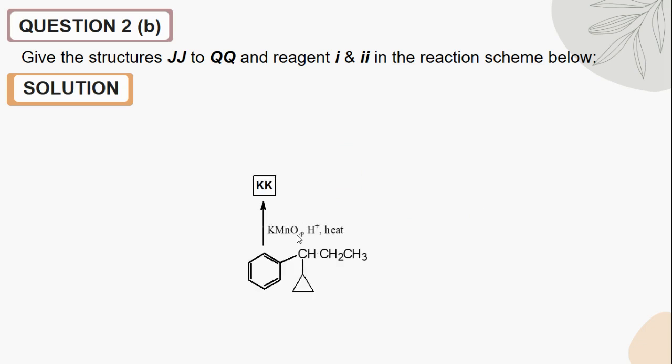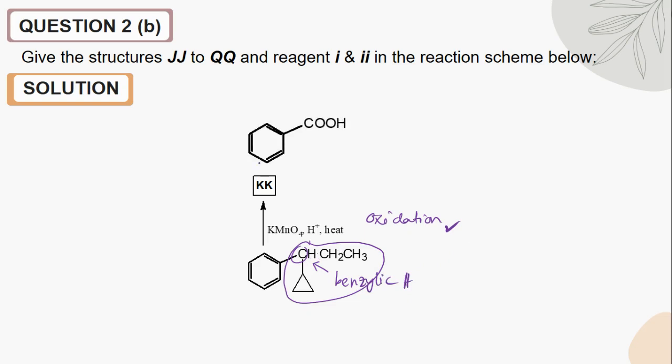So when the structure with the alkyl group attached to the benzene undergoes KMnO4, H plus, and heat, this is an oxidation reaction. As long as you have your benzylic carbon here, and this benzylic carbon has at least 1 benzylic hydrogen, yes, oxidation can happen. So this benzylic carbon undergoes oxidation to produce benzoic acid. Only the benzylic carbon becomes the benzoic acid. So a correct structure of KK gets you 1 mark.